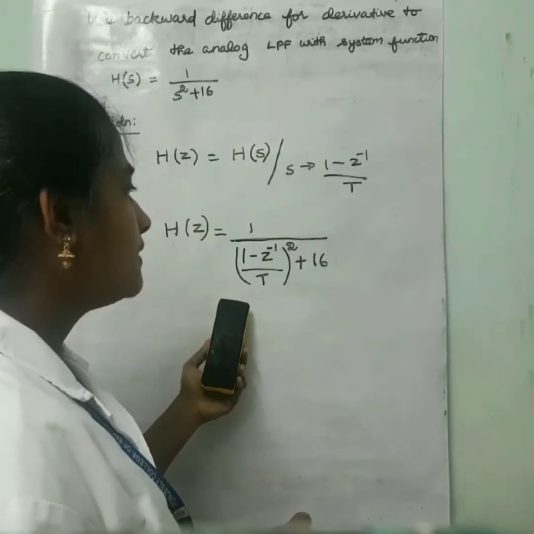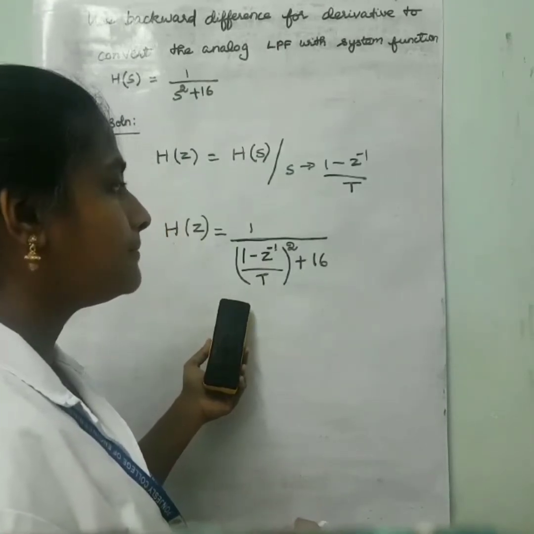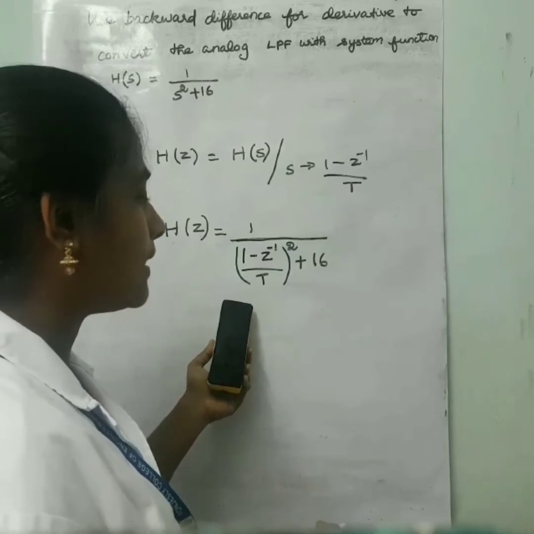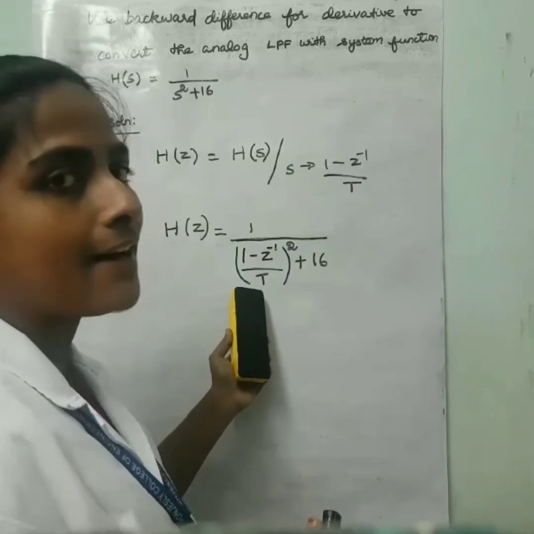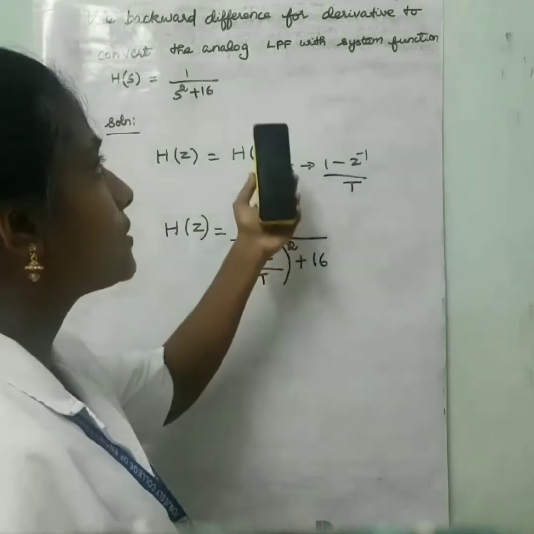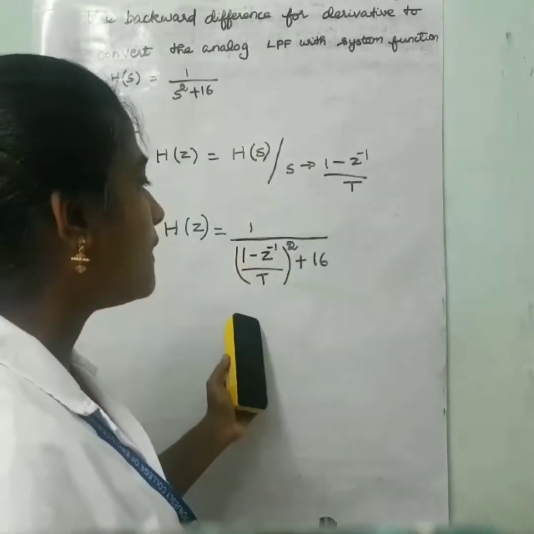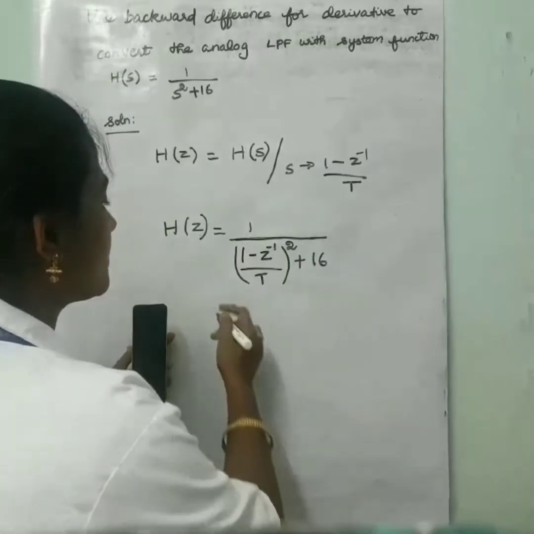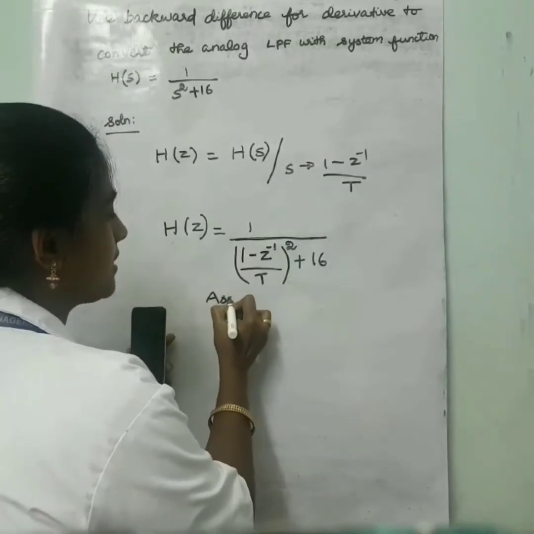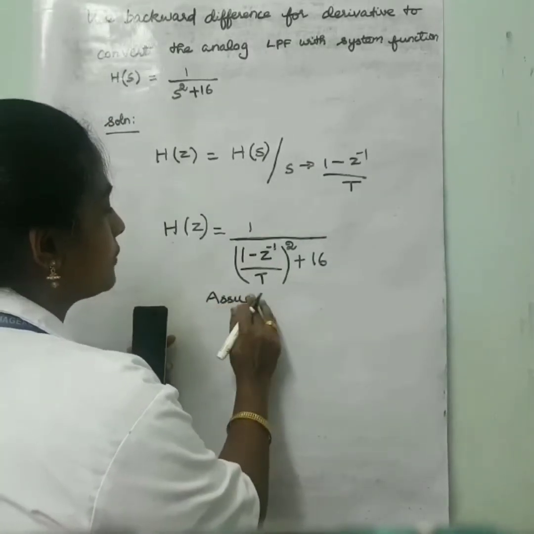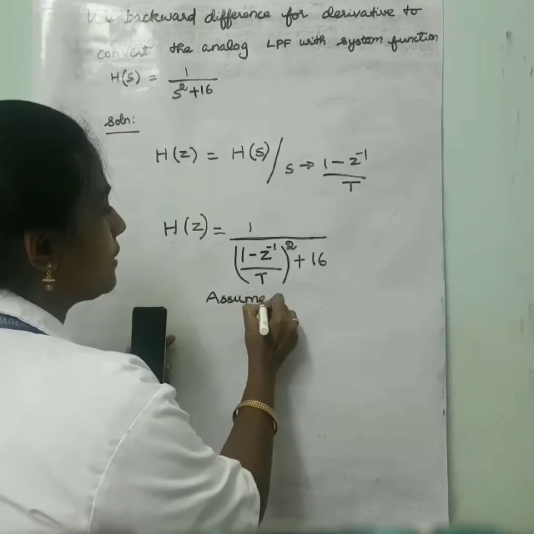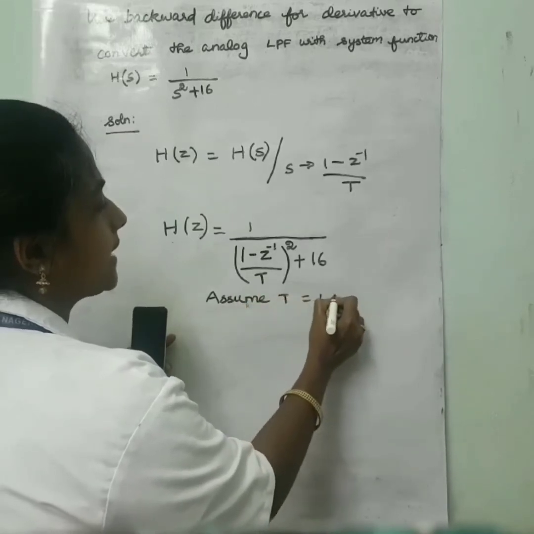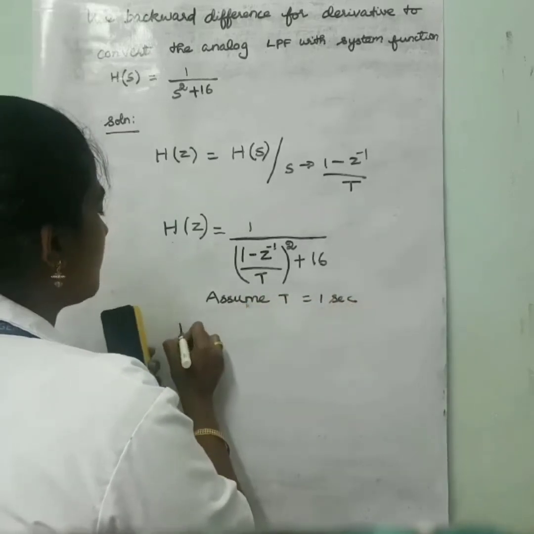Before simplifying, we have to substitute the value for T. In the question they have not given the value for T. If it is not mentioned in the question, we have to assume the value of T as 1 second. So now you can simplify.